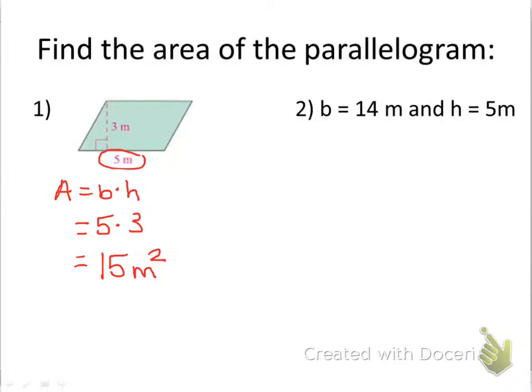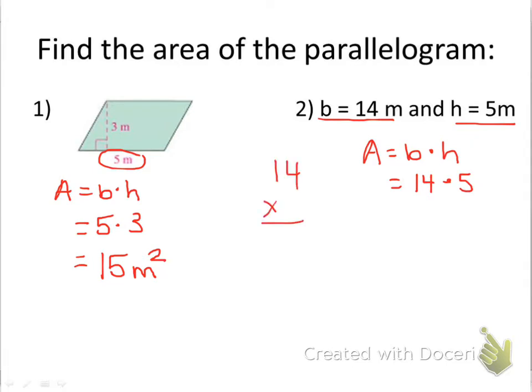We're going to do the next one now. Again, we start with the same formula. Area is equal to our base times our height. Now we're going to substitute the information we were given in our question. So from our question, we know our base is 14 meters. So instead of writing B, we'll write 14, and our height is 5. So we're going to do 14 times 5.